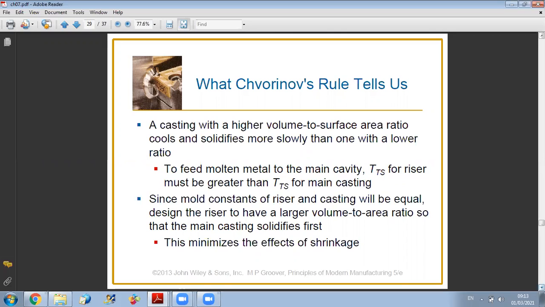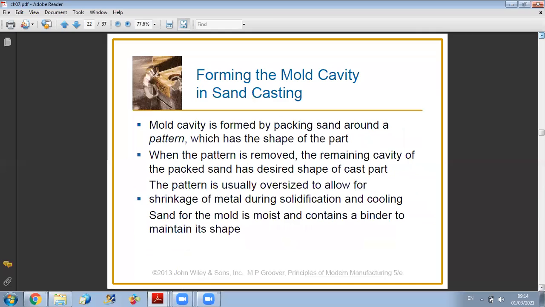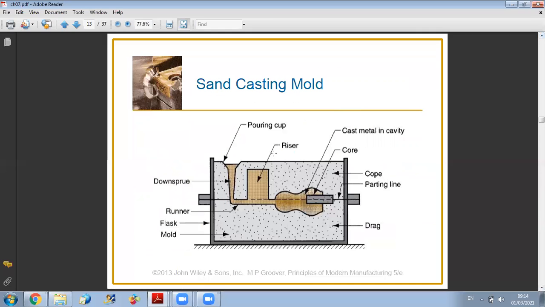Okay? Now, to feed molten metal to the main cavity, the total solidification time for the riser must be greater than the total solidification time for the main cast. If you remember, we have talked about the riser. Okay, let us go back to the figure to show you the riser. So if you remember in your system here, one very important part is the riser. And you asked me about its function. So what is the function of the riser?